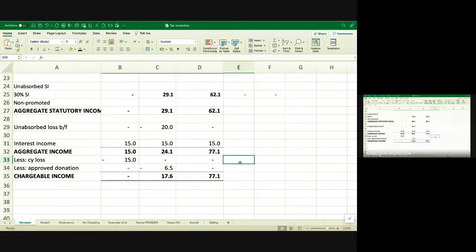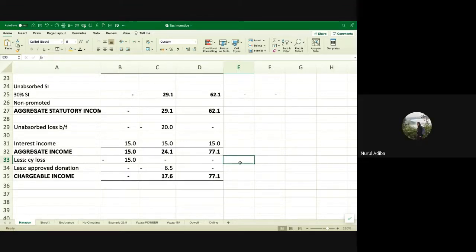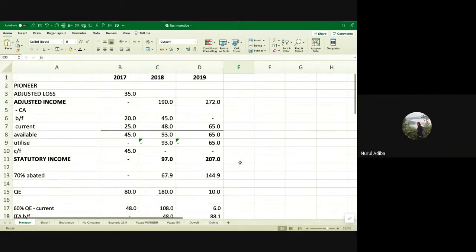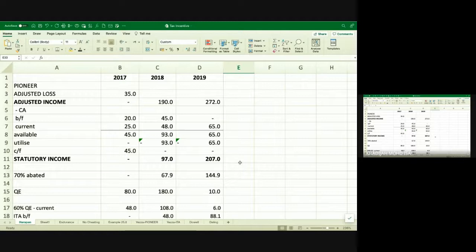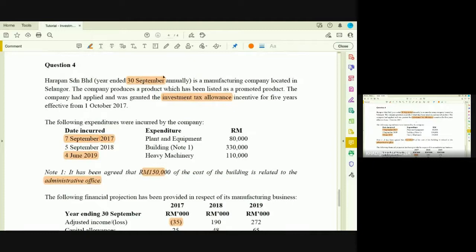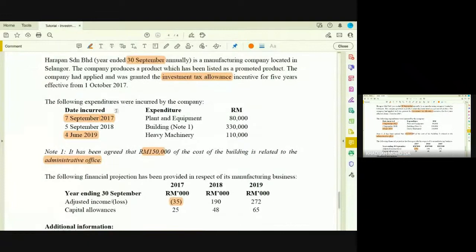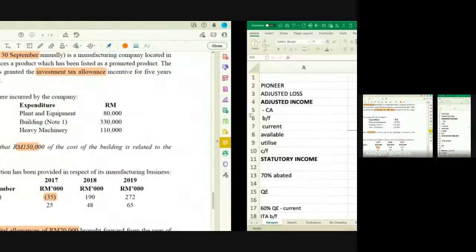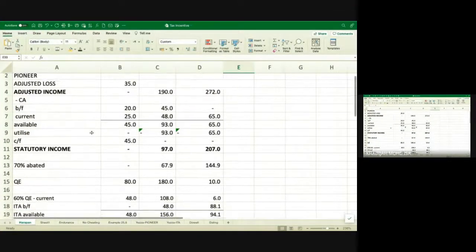By the way, the ITA started on YA 2018. Do we calculate for 2017? Okay, sekejap, you incurred, hold on. So the ITA starts on 1st October 2017. Okay, 2017. And this one, mana you punya QE tadi? 2017 ni 80,000. Oh, you don't have anything here lah, that 60%. Betul? Is that what you say?